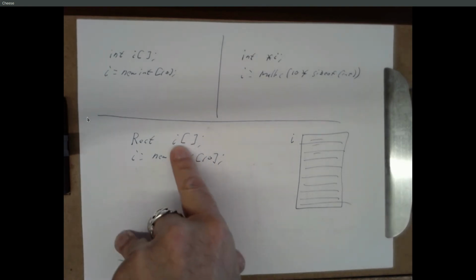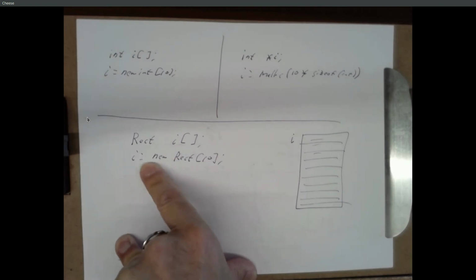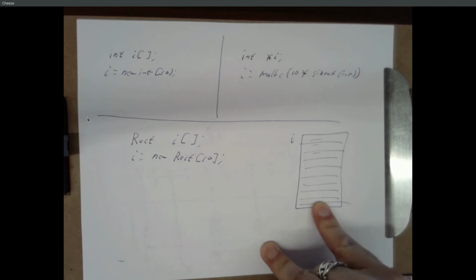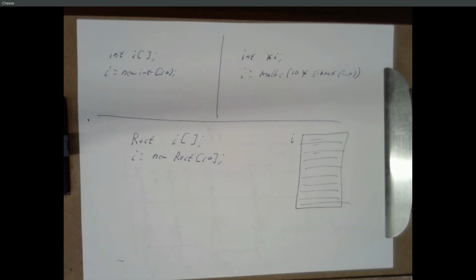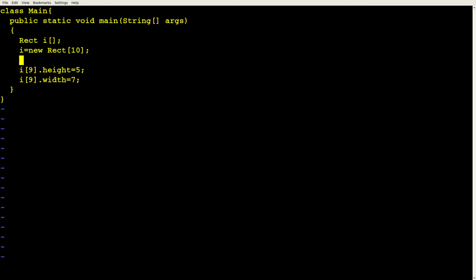All right, so this declares an array, doesn't actually grab any memory. This sets up memory for 10 references to rectangles, but it doesn't actually create any rectangles. So if I try to use rectangle bracket something, that value is null. So before I can actually use rectangle 9, I need to do the following. I bracket 9 equals new rectangle.